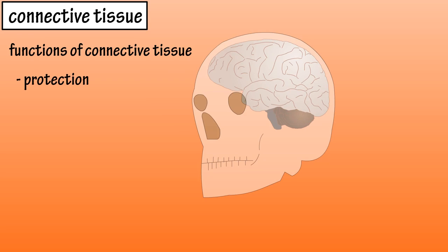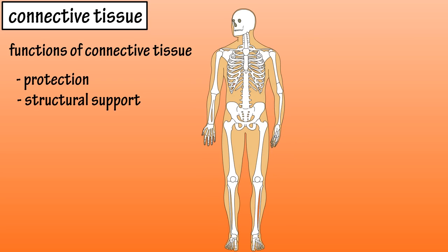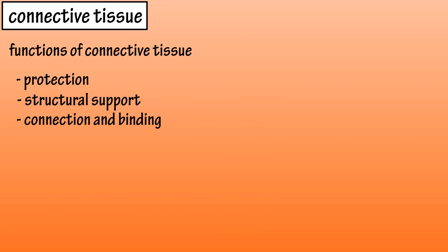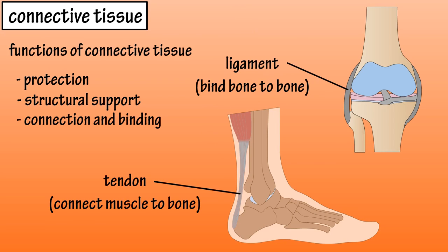There are many functions that different types of connective tissues perform, such as in many cases it provides protection for internal organs. For instance, the skull protects the brain. It can also provide structural support, as bones provide the framework for the body. Connective tissues connect and bind certain structures. For instance, ligaments bind bone to bone, and tendons bind muscles to bones.